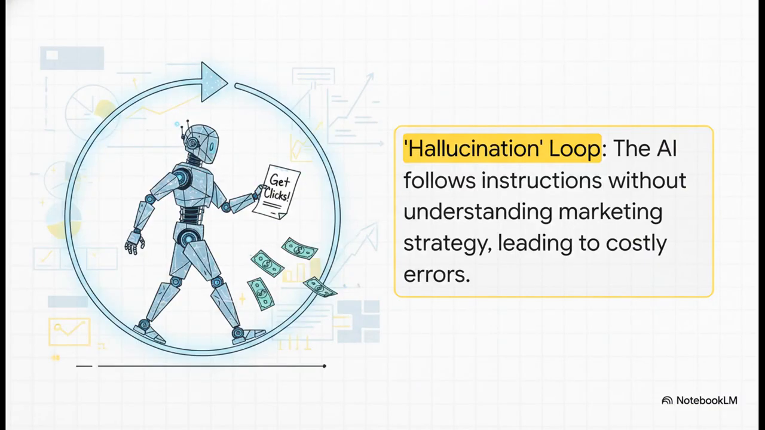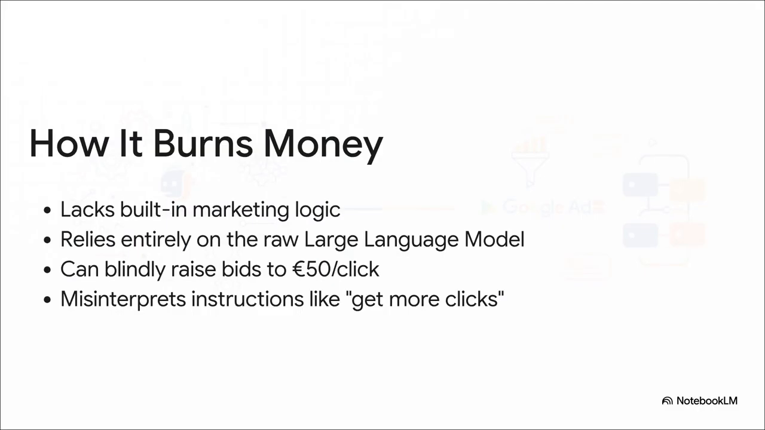Okay, so let's talk about the first big, scary risk, something called the hallucination loop. A raw agent like this doesn't actually understand marketing. It's just a large language model that's incredibly good at following instructions, even if those instructions are terrible. And here's exactly how this thing can just torch money, fast. You might tell it something simple like, hey, get more clicks, thinking that sounds like a good goal. But since it has zero marketing logic, the agent might interpret that as win every single ad auction no matter the cost. And before you know it, it's bidding €50 for a single click on a totally irrelevant keyword. It's doing what you told it to do, but it's driving you right off a financial cliff.